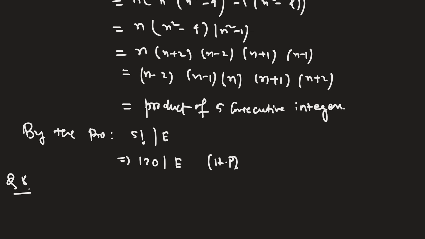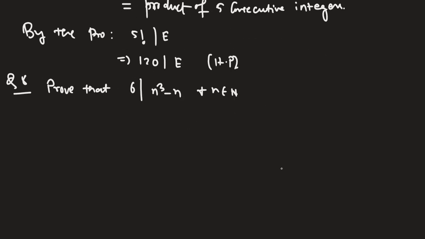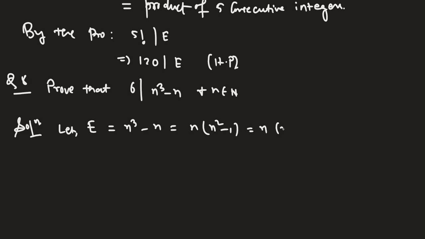Now try to solve this one. The question is: prove that 6 divides n^3 - n for all n belonging to natural numbers. So now we can write it this way: let E be equal to n^3 - n. Take n common, so it will be n(n^2 - 1), which is n(n+1)(n-1). So you can arrange it as n-1, then n, and then n+1.